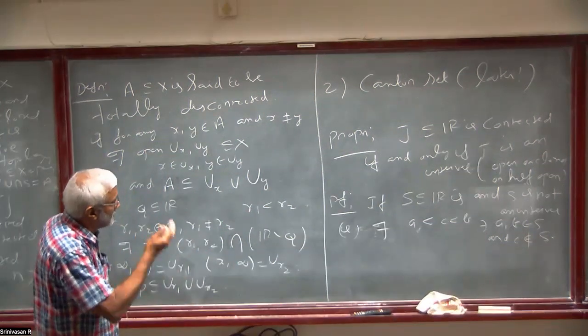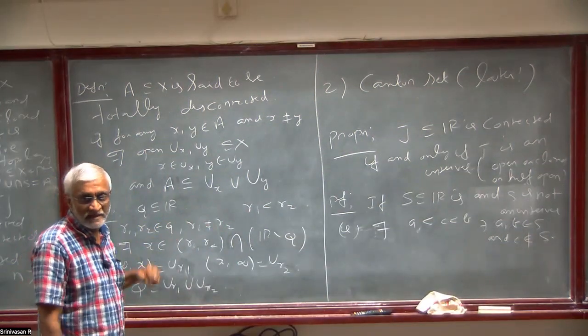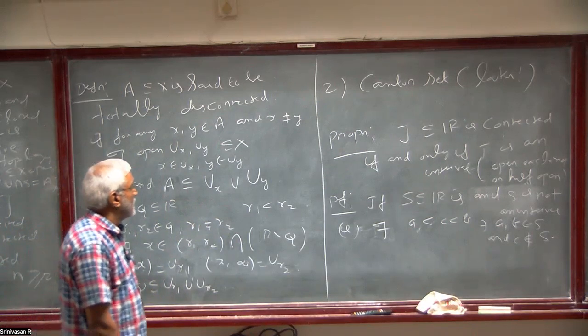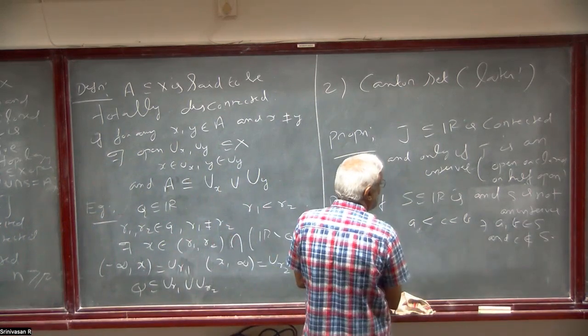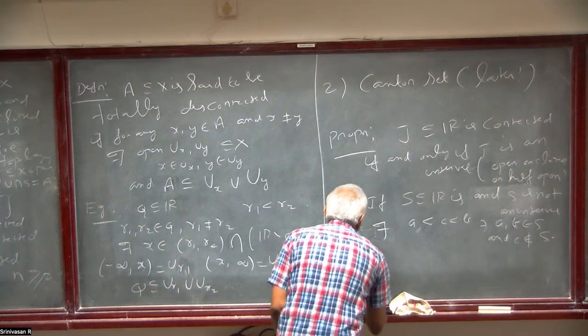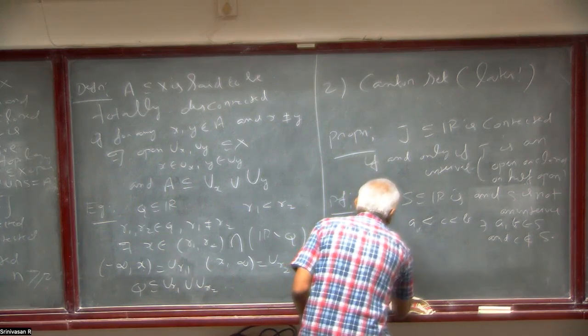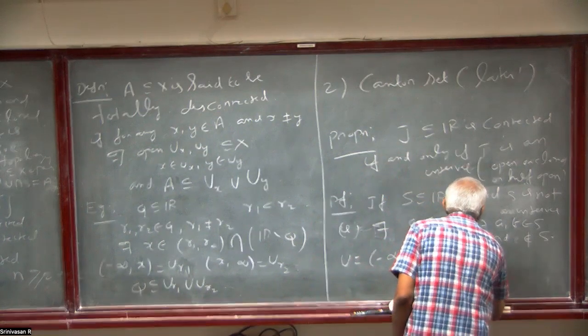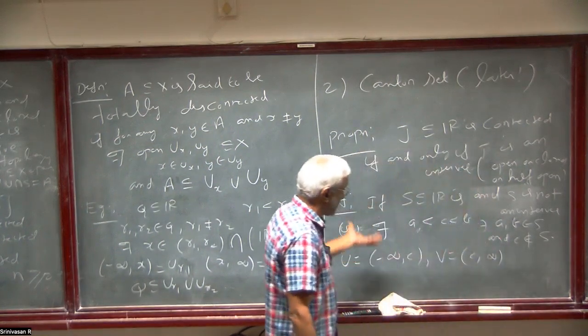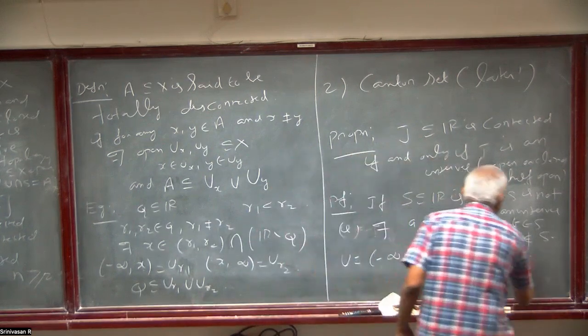So then we want to get a contradiction. Then we want to prove it's not connected. Okay, that's what we want to prove. So let U equal minus infinity to C, and V equal C to infinity. These are of course open.